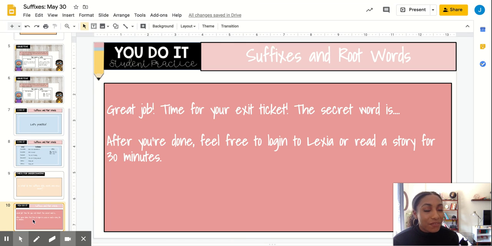When you're done, you can feel free to read a story or log on to Lexia or get on to Epic Books. Like I said yesterday, make sure you're not picking out books on Epic that can be read to you, or if it does give you the option to have it read to you, don't choose that option. You need to be working independently on reading. Or you can have someone with you, but the book should not be read to you. You should be practicing that yourself.